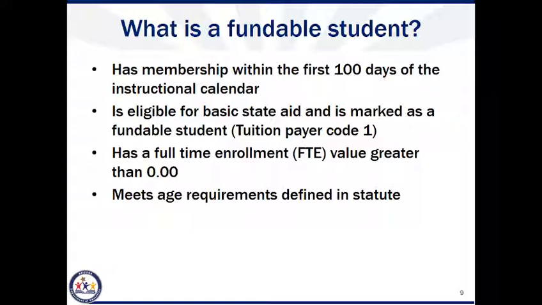A fundable student, as determined by legislation, is a student who has a membership within your district within the first 100 days of your instructional calendar. An eligible student is also a student that has been reported from you, the LEA, as a tuition payer code 1, has a full-time enrollment value of greater than 0. Again, those are in quarter increments, 0.25, 0.50, 0.75, or 1. And that the student meets the age requirements defined in statute. That they're 5 before the kinder, 6 for first grade, and up to 22.